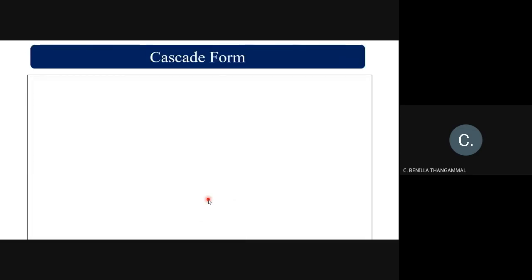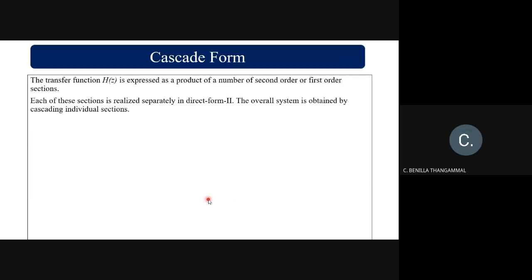So now we'll see the cascade form. Here the cascade form, the h of z will be expressed as a product of a number of either first order or second order sections. So we have to opt for first order first. Then each and every section will be separately realized in your direct form 2. So this way, h of z is divided into chunks as h1 of z, h2 of z, up to hk of z.